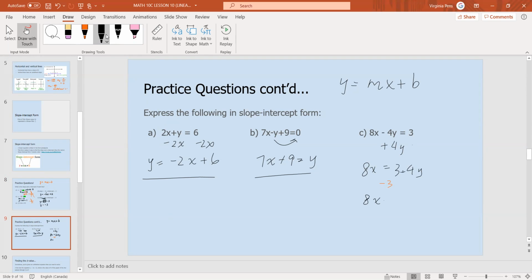It's just algebra at this point. Goes 4y. So now y is almost isolated, except there's still a pesky coefficient attached to it. So what we need to do is divide it. Divide the entire equation by 4.